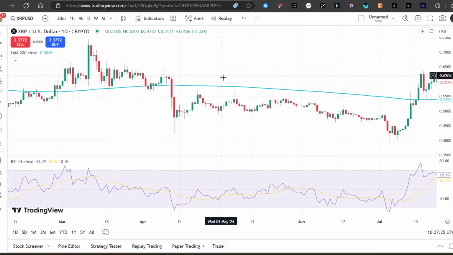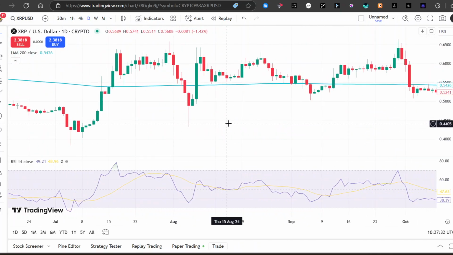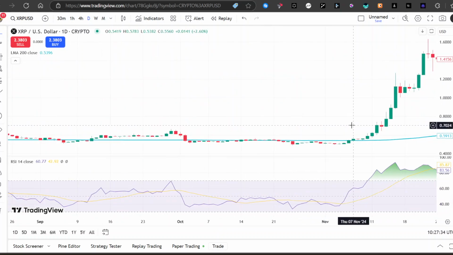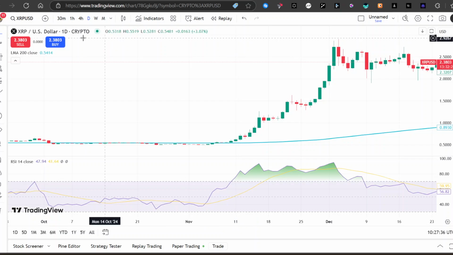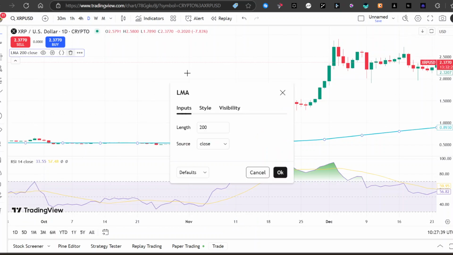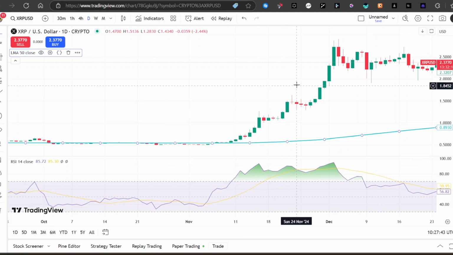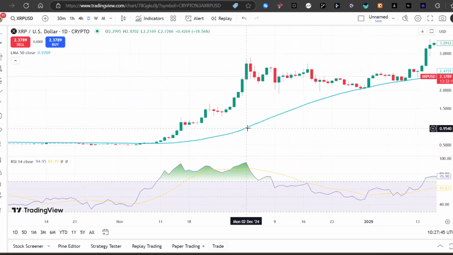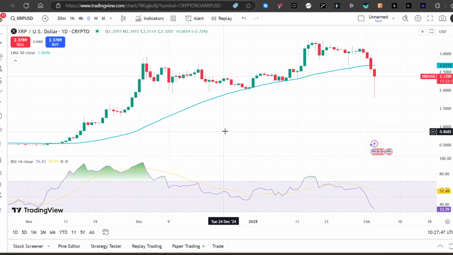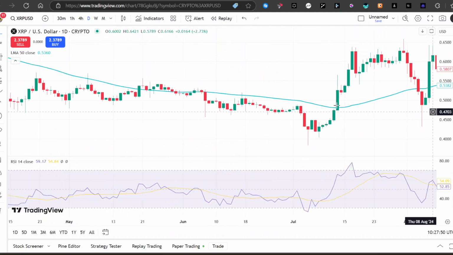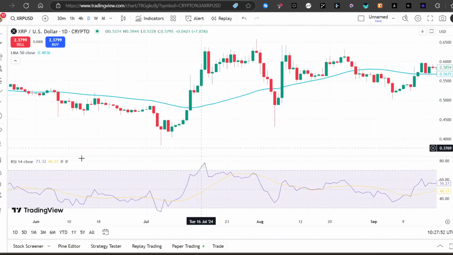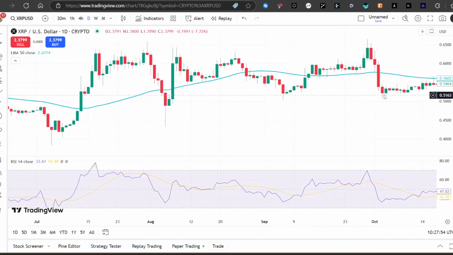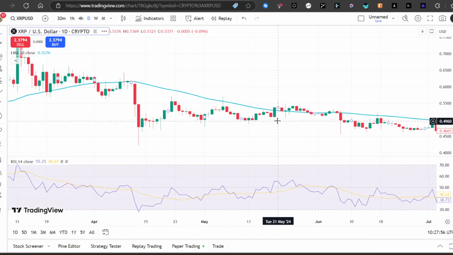Secondly, you can use it for dynamic support and resistance. The LMA can act as a dynamic support level in an uptrend. You can see when you have an uptrend, the LMA serves as a dynamic support and resistance level. Let me just bring this period back down. So it serves as a dynamic support and resistance level in an uptrend, as you can see. Sorry, in an uptrend, it serves as a dynamic support. In a downtrend, it serves as a dynamic resistance.